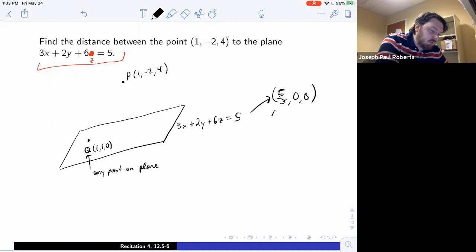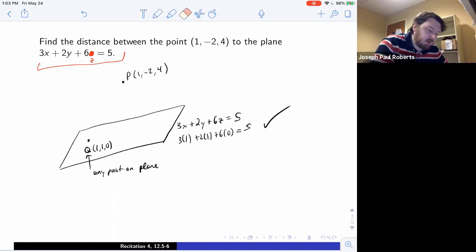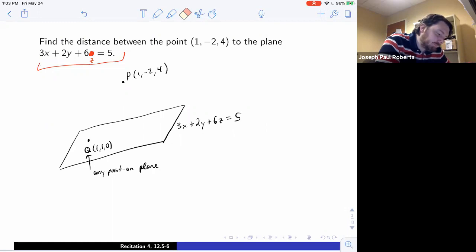You could do 0, 5/2, 0. But I don't want to deal with any fractions. So I'm just going to pick 1, 1, 0, right? Because that works. 3 times 1 plus 2 times 1 plus 6 times 0 is equal to 5. So anyway, 1, 1, 0 is indeed on that plane.